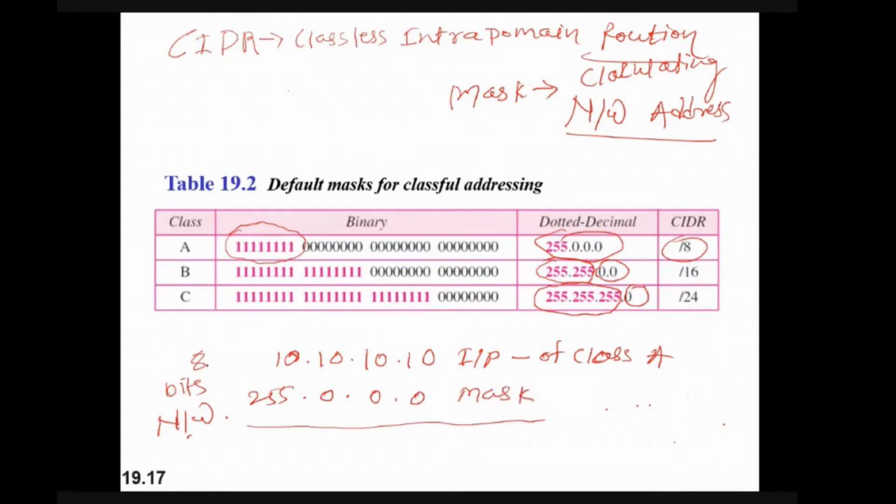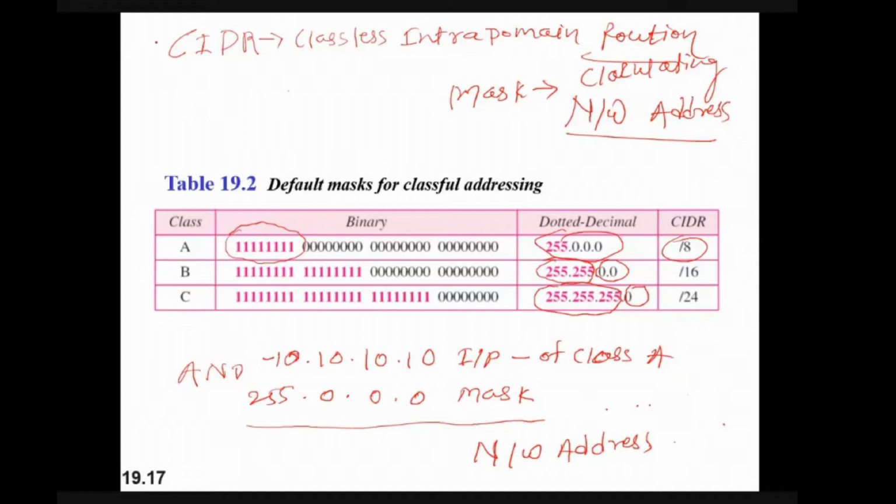And in order to find the network address, you will have to perform the AND operation on these two addresses. Whatever is the result of ANDing, that is your network address. So for ANDing this, we will write 255.